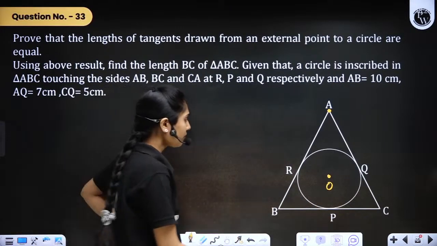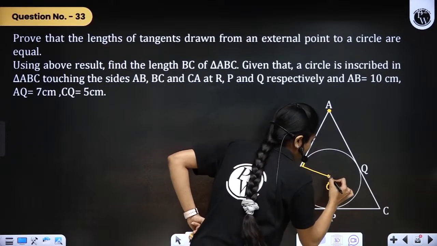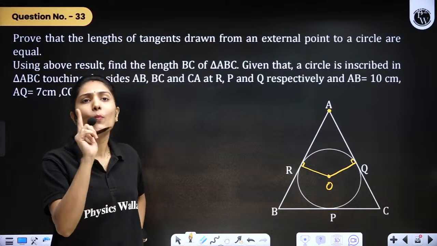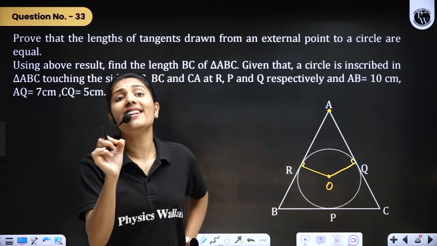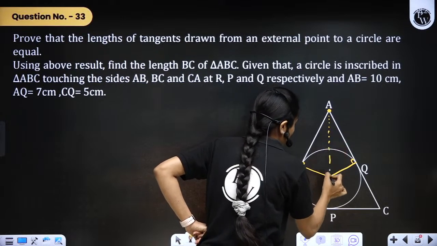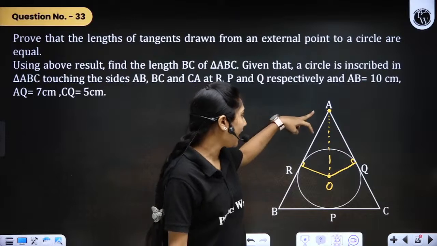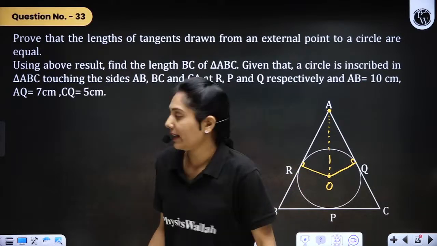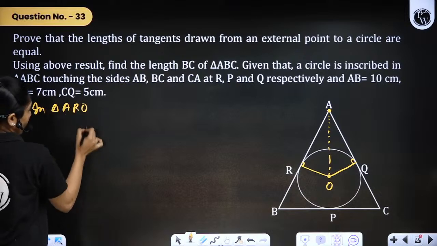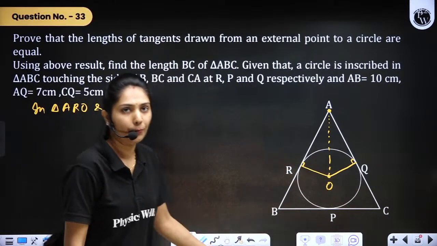We know that the radius is perpendicular to the tangent. We will do a small construction. Which construction? Join AO. Now consider triangle ARO and triangle AOQ.